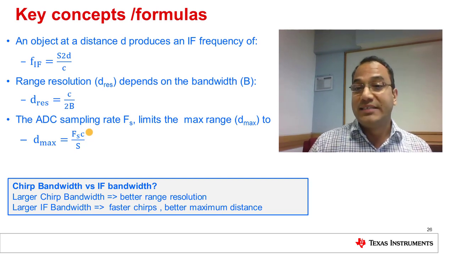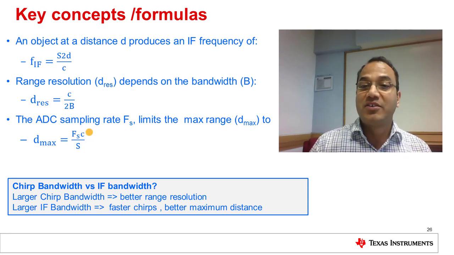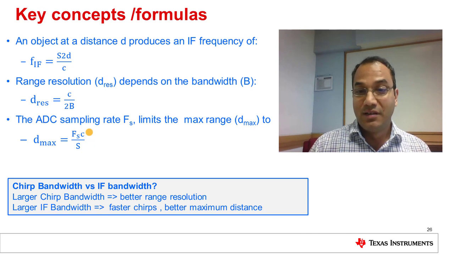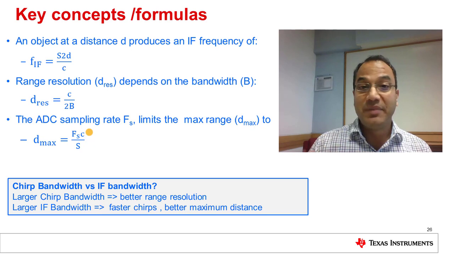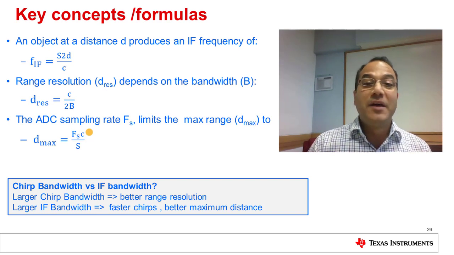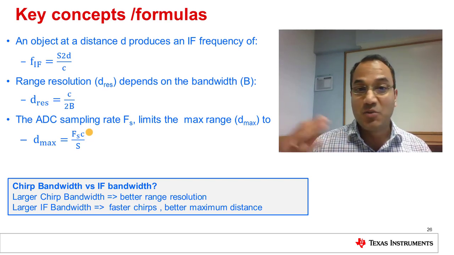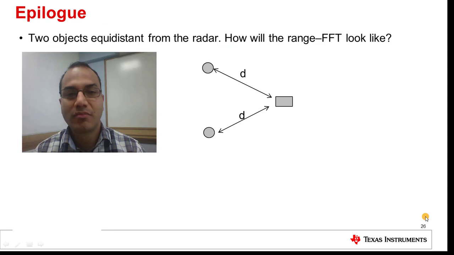The other bandwidth is the IF bandwidth. A larger IF bandwidth primarily enables the radar to see a larger maximum distance. It also enables faster chirps. By faster chirps, I mean chirps with higher slopes. The IF bandwidth of typical radars is in the low megahertz region. So that's one of the neat things about FMCW radars, that you can have an RF signal spanning a large bandwidth of say 4 gigahertz, but yet your ADC will only need to sample a signal of a few megahertz.